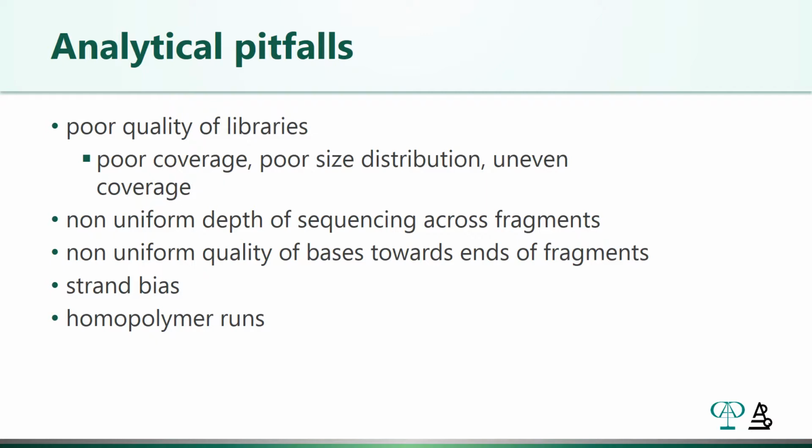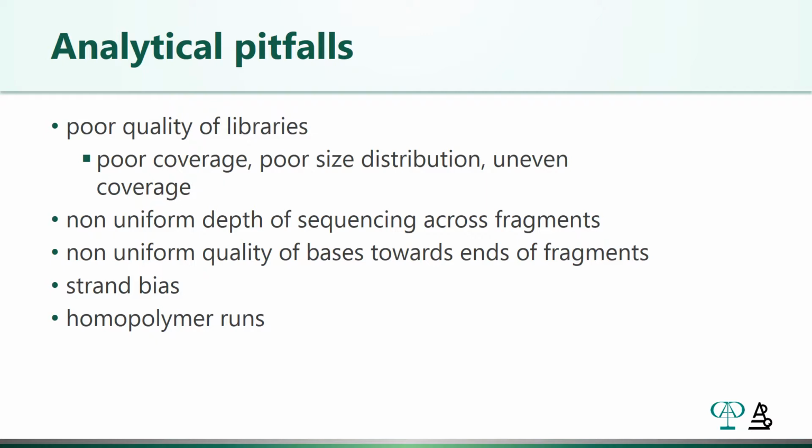In terms of analytical pitfalls, there are many that we could talk about. Certainly the quality of the library that you generate, whether you generate it by a PCR or by a hybridization approach. You may get poor coverage of certain regions. You may get poor distribution of the fragment sizes of DNA before you even start making your library. You may get very uneven coverage, which isn't really a problem if you're just looking for single nucleotide variants, but does become an issue if you also think that your assay is going to uncover copy number variants for you.